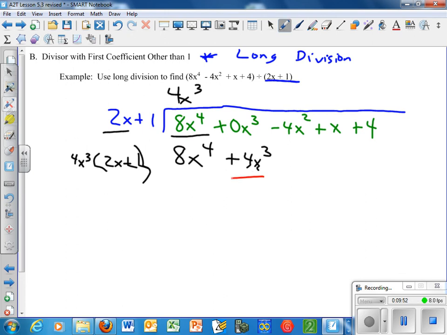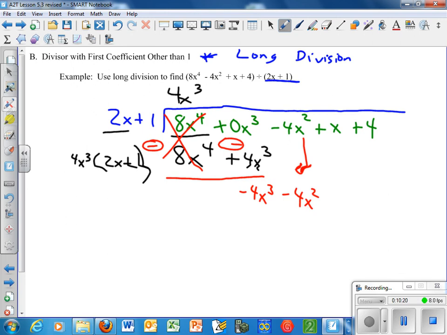Now remember with long division, you're going to subtract. How you deal with that algebraically is you change the sign, so that becomes a minus. That also becomes a minus. 8x to the fourth minus 8x to the fourth drops out. 0x cubed minus 4x cubed is negative 4x cubed. Remember we had that place filler there of 0x cubed, and you have to do that for everything to work out. Drop your next term, so we have minus 4x squared on here.